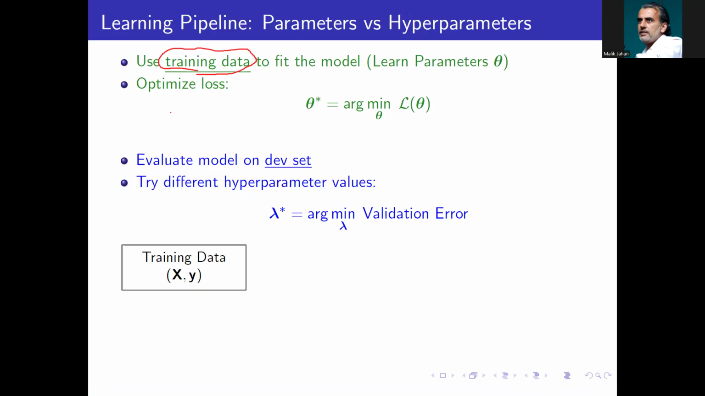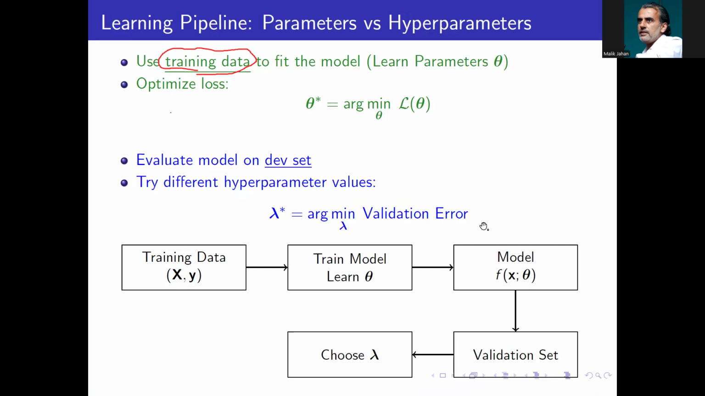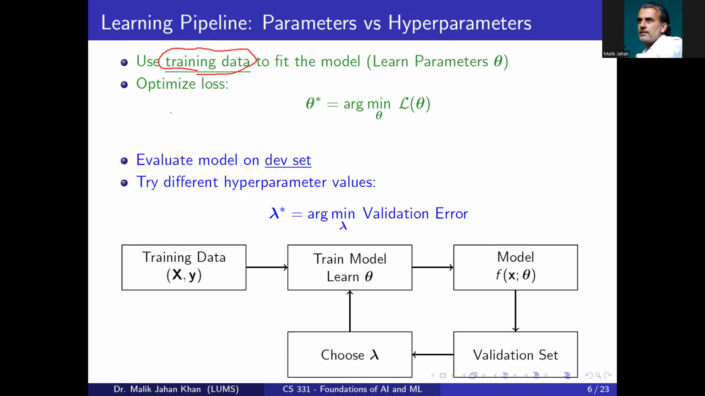So in a nutshell, we have been given the training data, which is in the form of the feature matrix and the ground truth. We train the model. The model is output as part of that training exercise, which is essentially a learned function parameterized by theta. And then we bring in the validation set. Using the validation set, we choose lambda. Lambda is essentially a representation of a hyperparameter. And then we repeat this exercise.